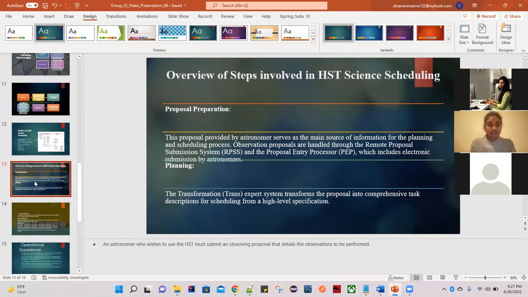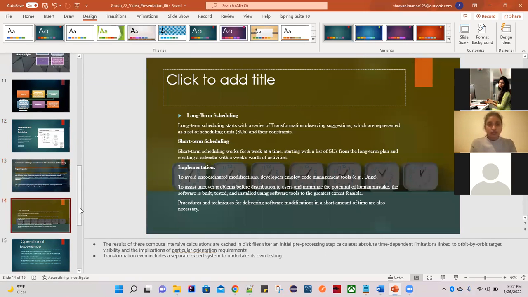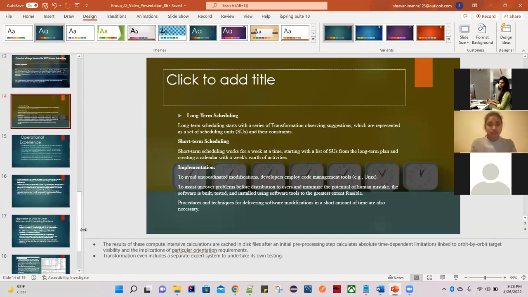Coming to the next slide, it describes the scheduling process, long-term and short-term. After the planning has been implemented, long-term scheduling will start with a series of transformed observing suggestions, which are represented with the scheduling units and their corresponding constraints. Next, short-term scheduling will take a span of time like a week, starting with the list of scheduling units, called SUs, from the long-term plan, and create a calendar for the week's worth of activities.